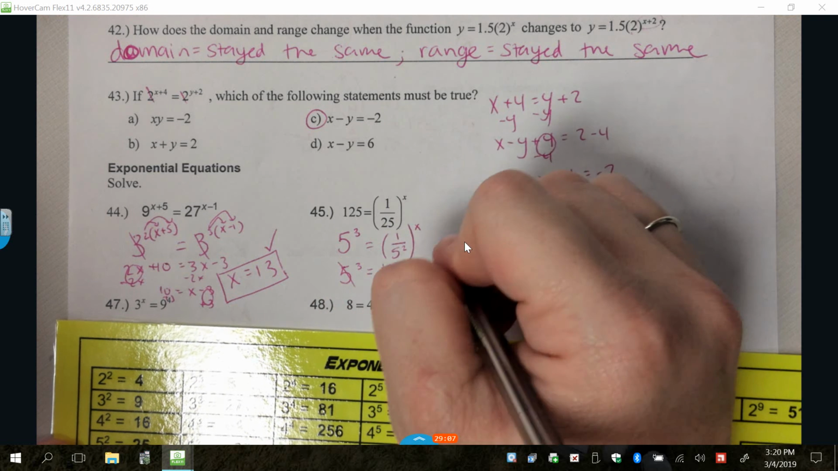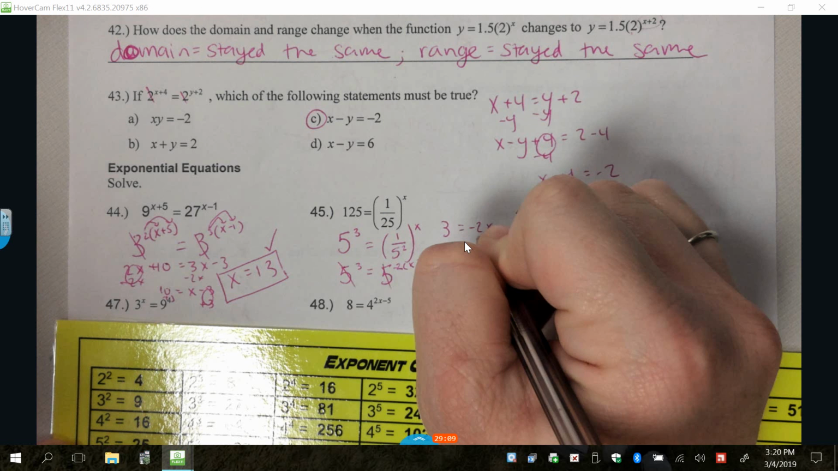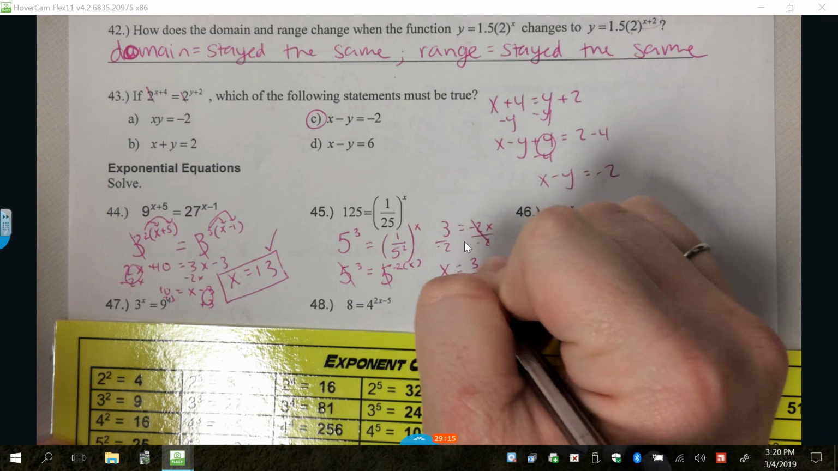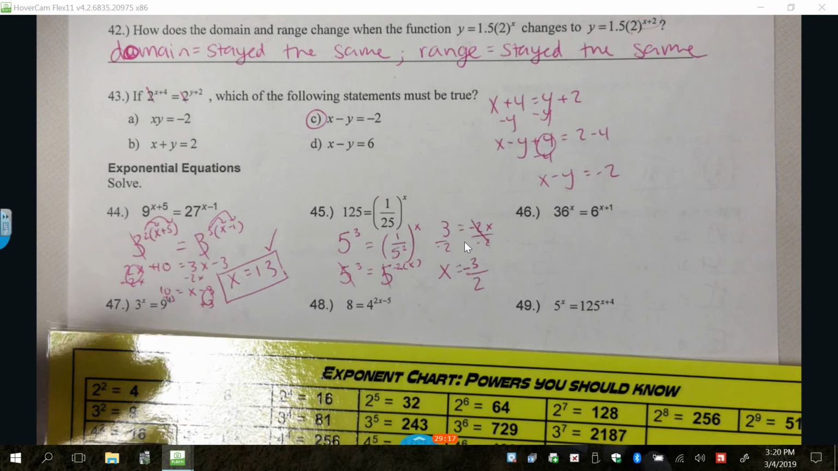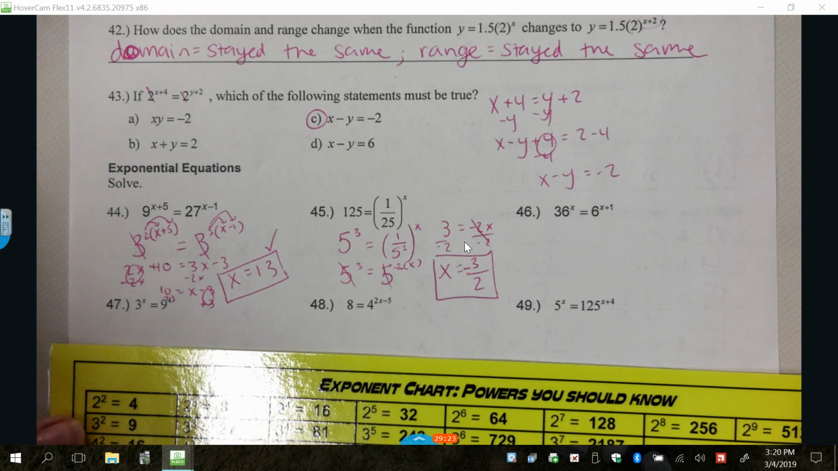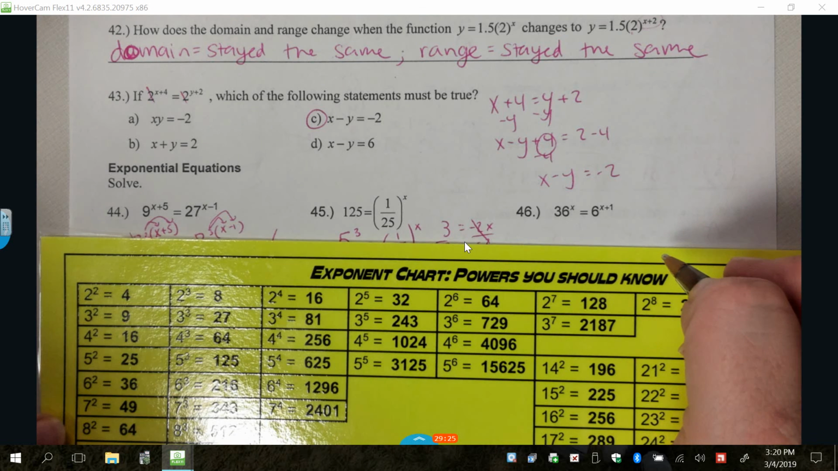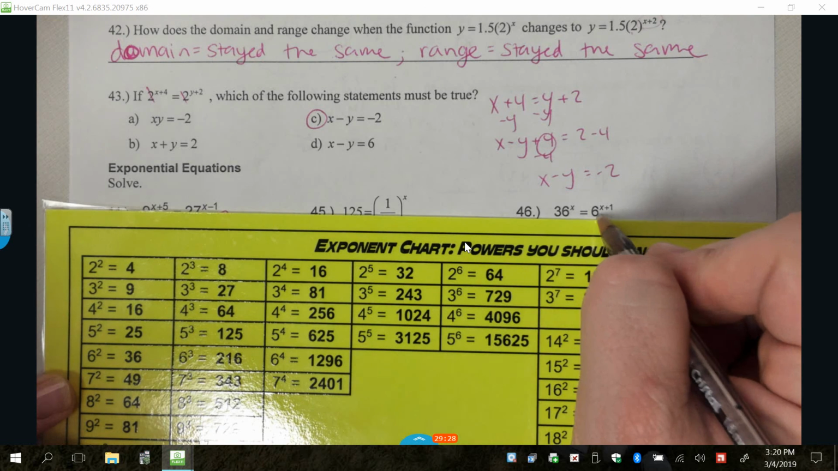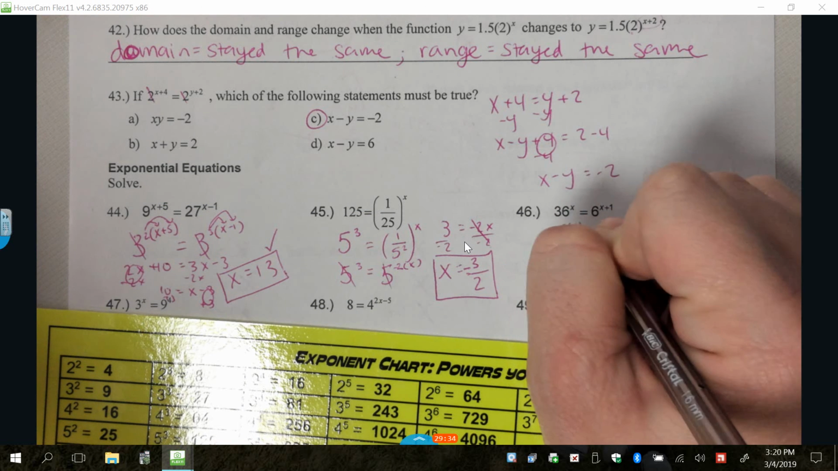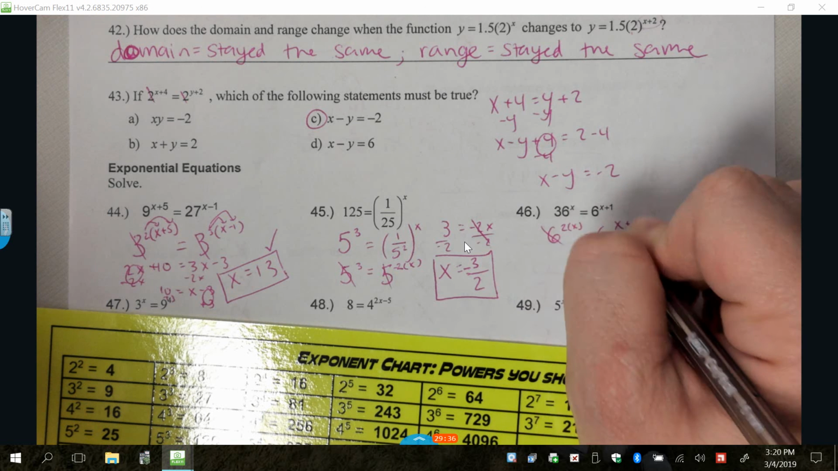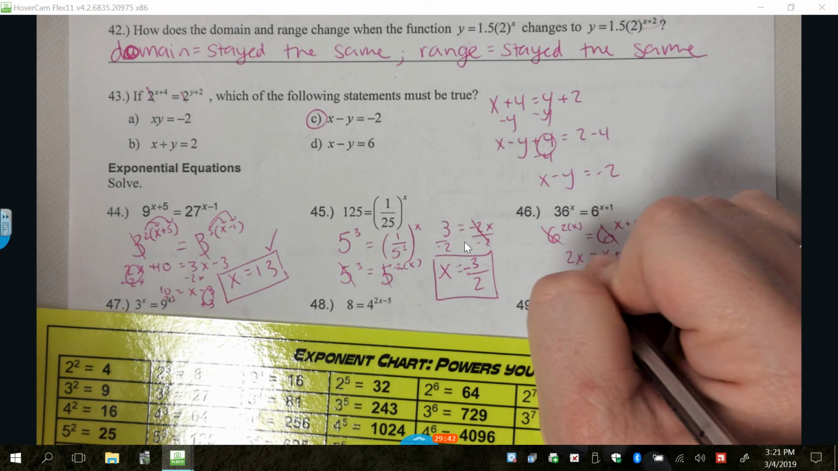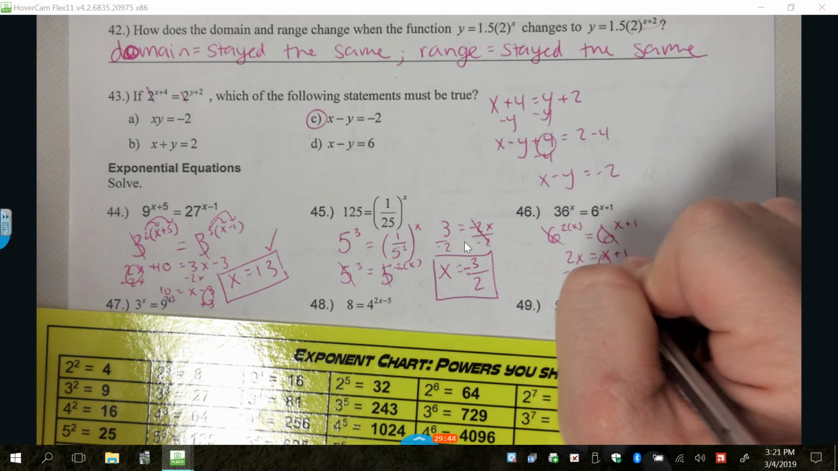Bases cancel, and I get 3 equals -2x. Divide by -2, divide by -2, and I get x equals -3 over 2, or 3 over -2, either way. Here, I want you to realize that 36 is 6 squared, so I only have to change one base. So 2x equals x plus 1 minus x minus x. 2x minus x is x, so x equals 1.